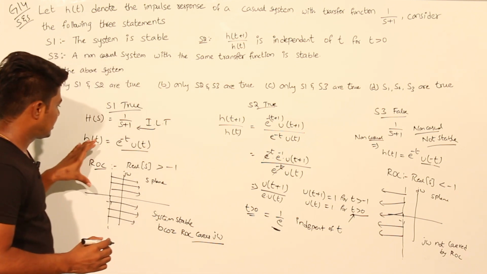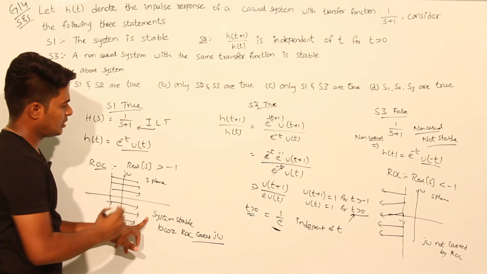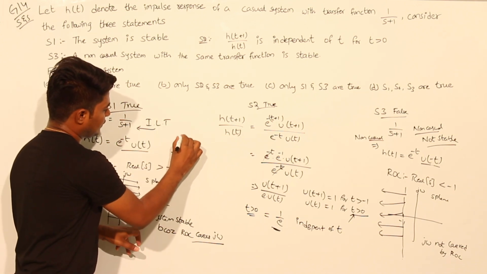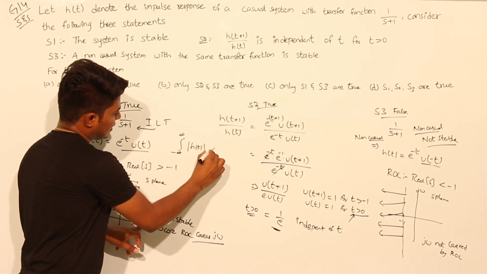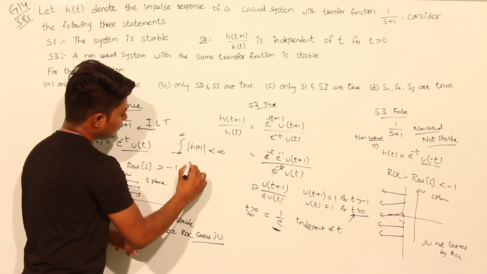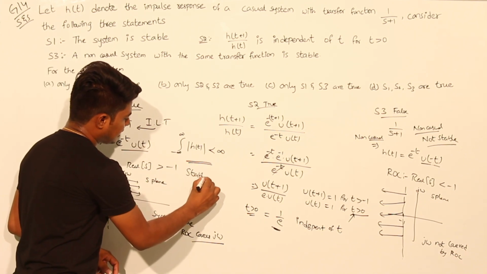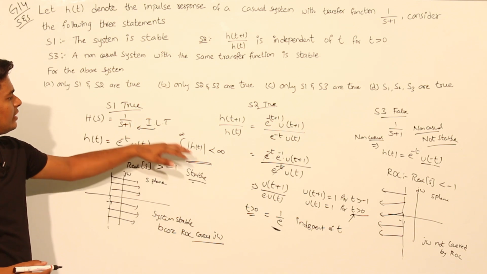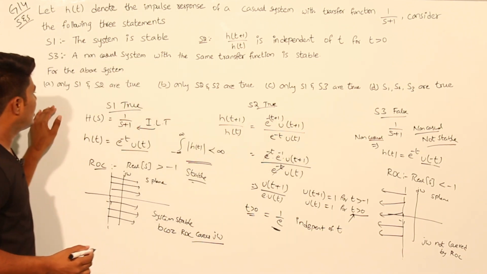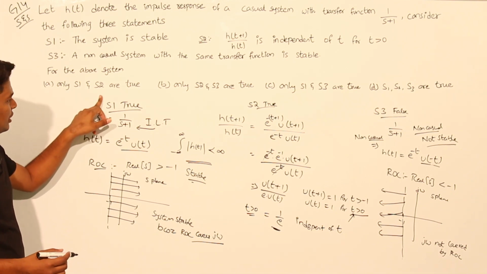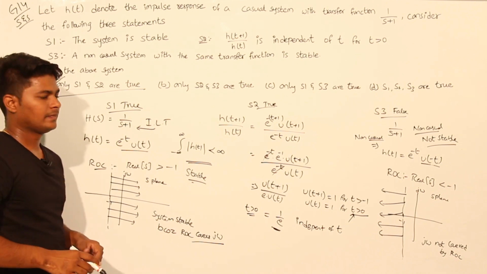Now for S1, if you need to check in terms of an equation, you can try like this: integral from minus infinity to infinity of mod of h of t is less than infinity. If this is true, then the system is stable. You can also check in this form. In this way S1 is true, S2 is true, S3 is false. You can check in the options, only S1 and S2 are true. So A is the correct answer. Okay, thank you.